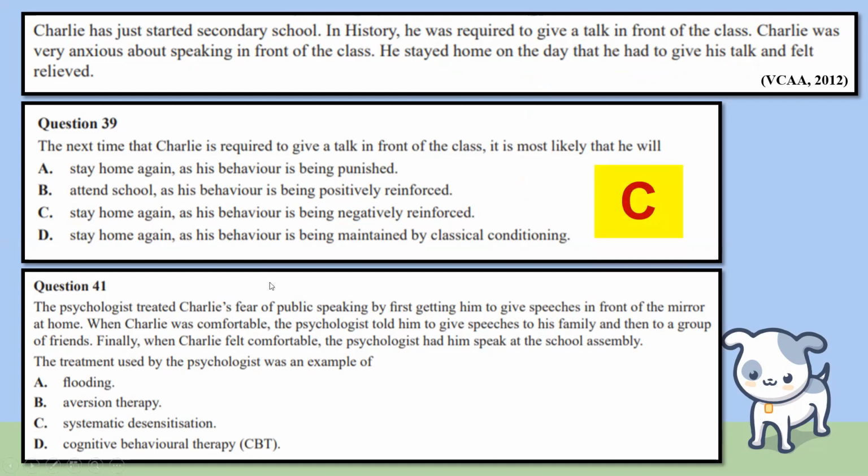Okay. Why can't it be D? It can't be D because his behavior is not maintained by classical conditioning. Phobic behaviors are maintained by operant conditioning.